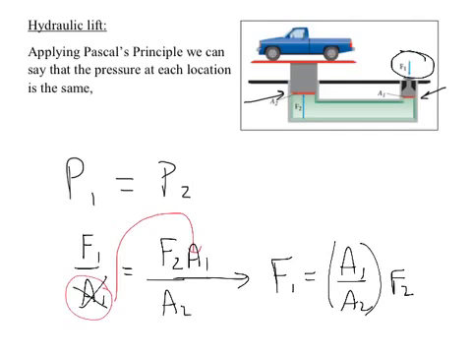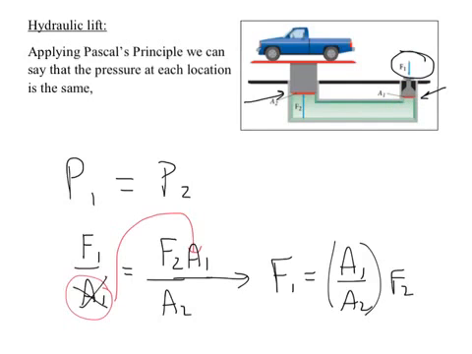The reason I'm going to write it that way is to see that there's a fractional value that relates the ratio of the cross-sectional areas at each location. And what we can see here actually is that the applied force only has to be a fraction of the force that is felt upward on this car. So say the car weighs like 500 pounds and you can only apply 100 pounds of force. Well, as long as this area is 5 times this area, you're good to go.